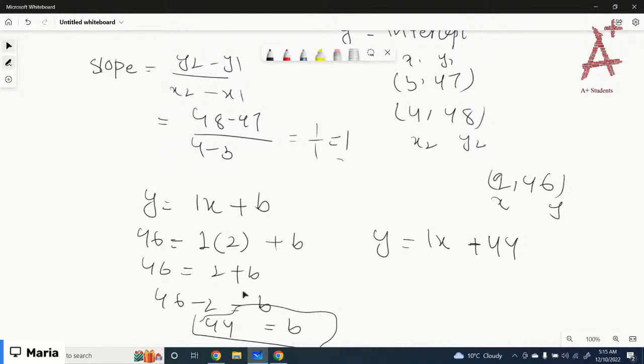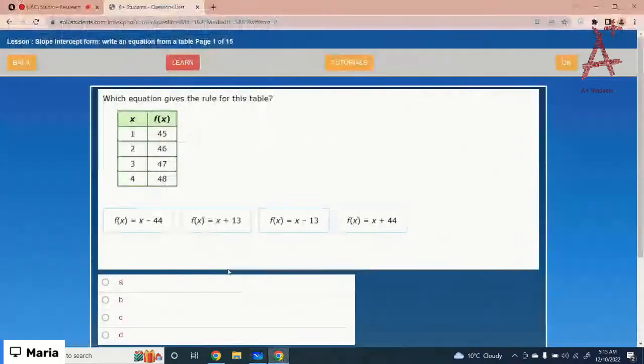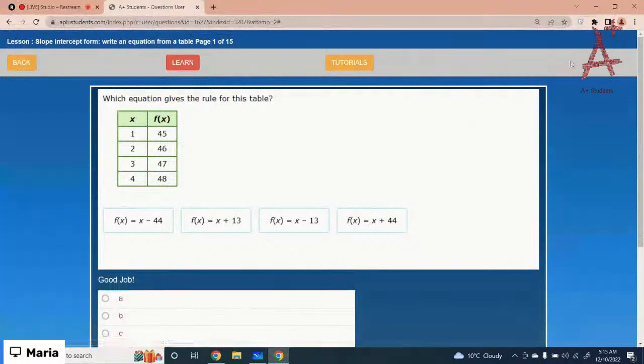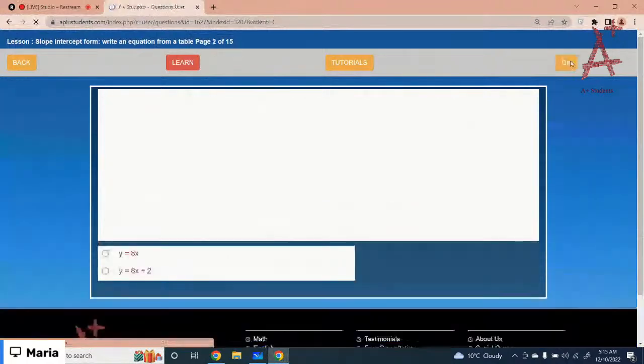The equation is y equals 1x plus 44. That would be option number 4. Got it? Either you can write 1 or you don't write it. It would be y equals x plus 44. So option number D is the correct one. Just select the correct option, then click on the OK button. Got it?